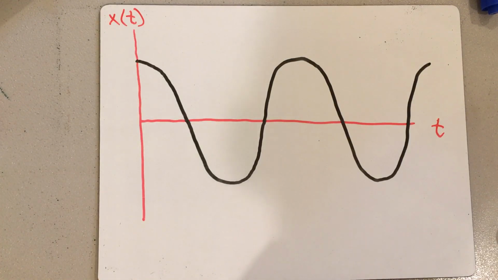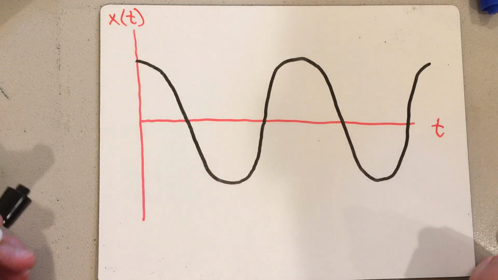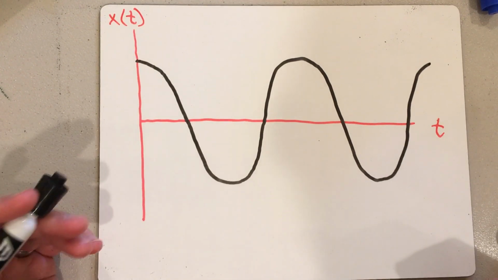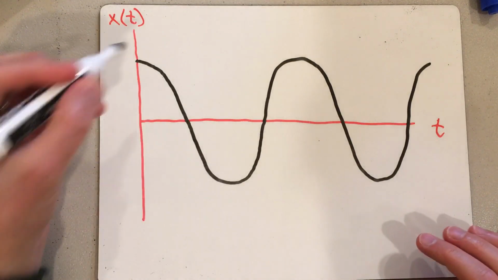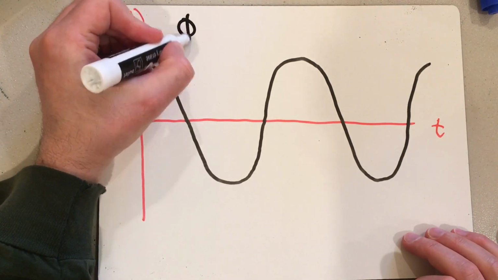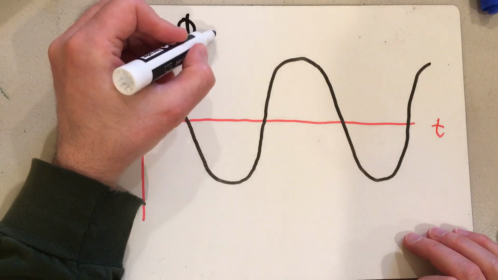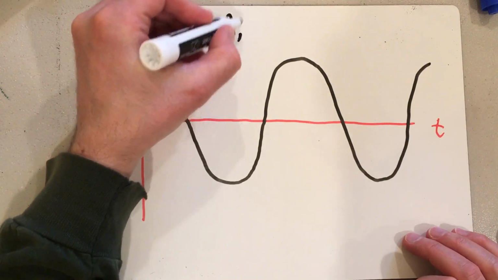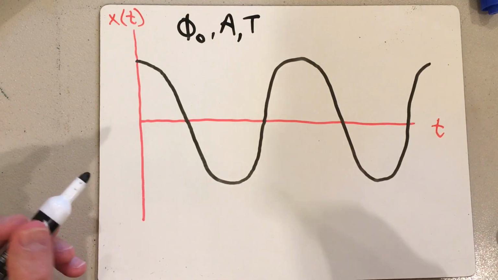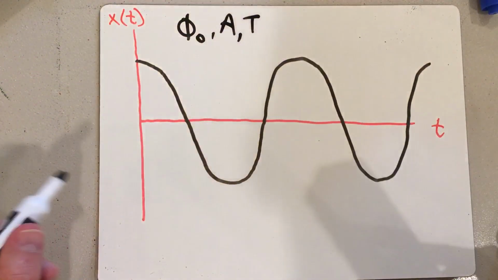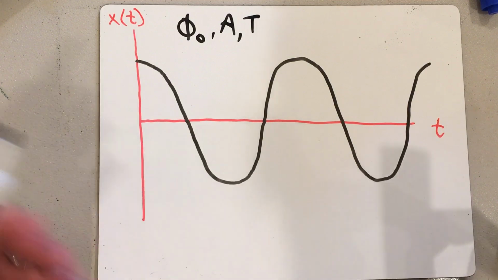For a simple harmonic motion graph, there are three quantities that we can get just by reading the graph. We really don't have to do any significant calculations. Those three quantities are the phase shift, the amplitude, and the period. So we can get those three quantities just by reading the graph. And I want to show you how to do that.